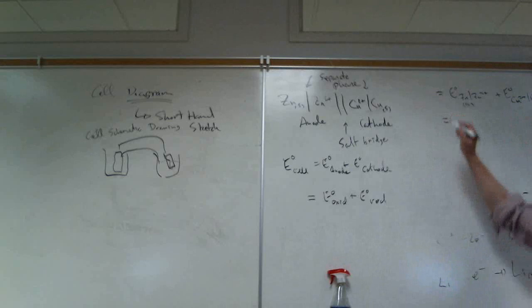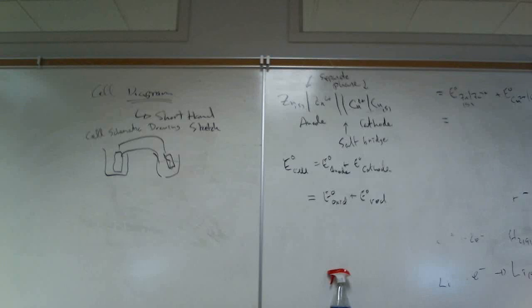And so what is zinc goes to Zn2+? Look on the chart. That would be plus 0.763 volts. And what's Cu2+ goes to copper? Plus 0.340 volts, which gives us 1.13 volts under standard conditions. And so our cell should have measured 1.13 volts.